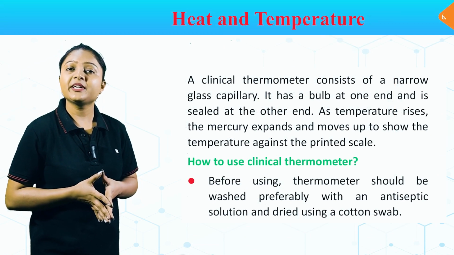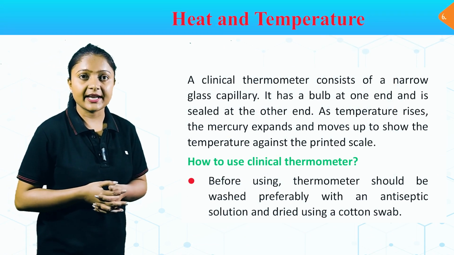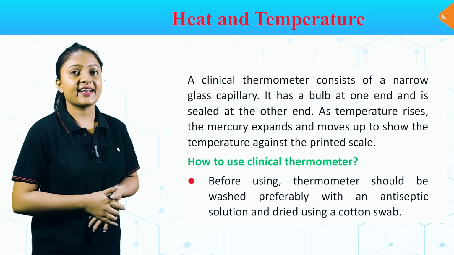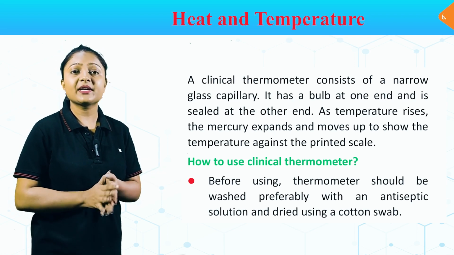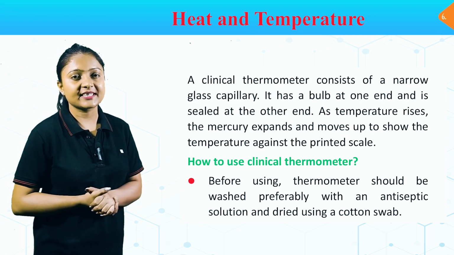A clinical thermometer consists of a narrow glass capillary. It has a bulb at one end and is sealed at the other end. As temperature rises, the mercury expands and moves up to show the temperature against the printed scale.